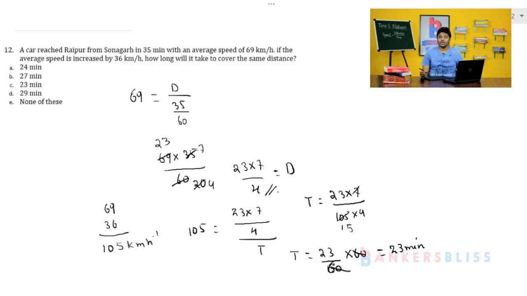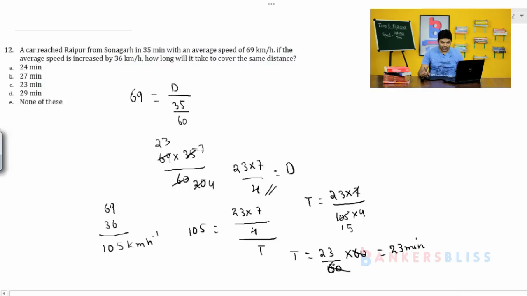But what I have to do? I have to convert these things into minutes, because in the question they have asked us to calculate the minutes. So, 23 by 60 into 60 is equal to 23 minutes. See, this is the actual procedure. But you have one more technique to solve, which if you use, you can save a lot of time.